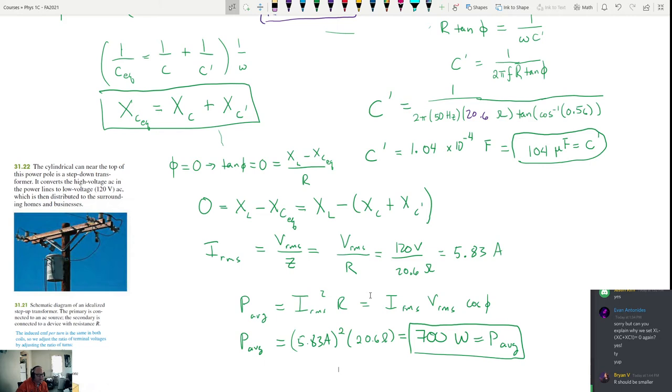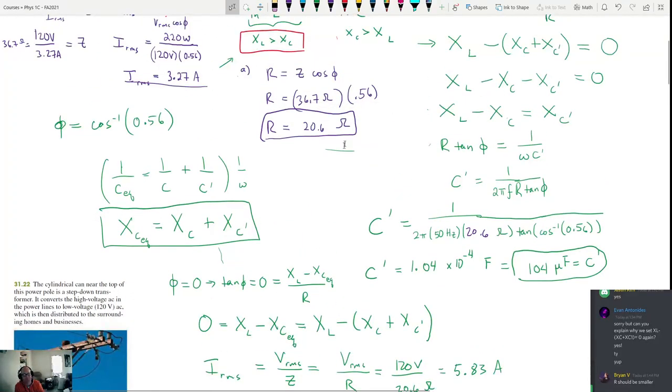R should be smaller. Did I make a mistake? Oh, no. That was your answer. Sorry. That was your answer to this question here. This should have been, yeah.